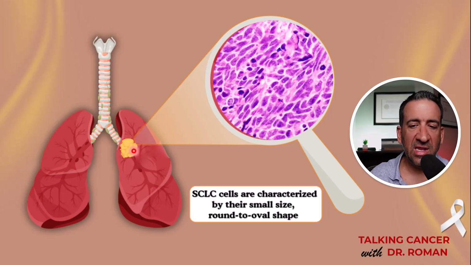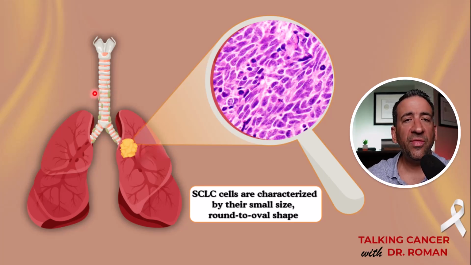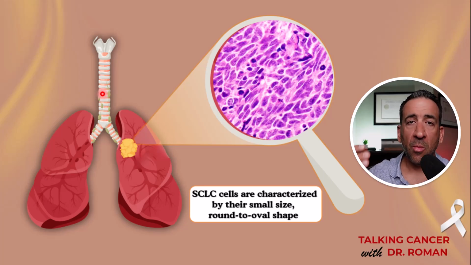So in this case, this in yellow, this is the small cell lung cancer. Now this will grow in this area, and ultimately it can start to spread to these lymph nodes. And then after it spreads to these lymph nodes, it will spread to other areas of the body. Once again, the bone, your liver, your brain, and other organs as well.